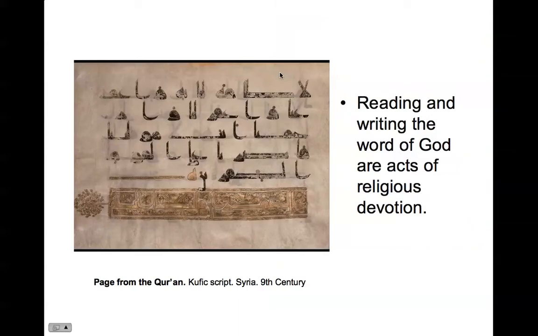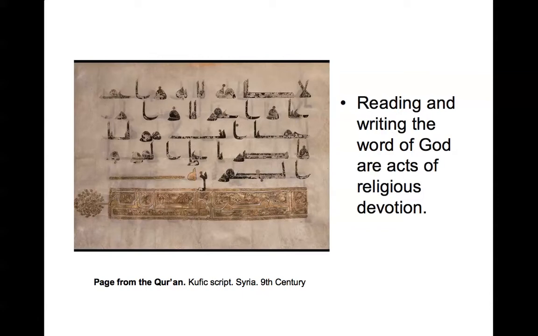Islam emphasized the reading and studying of the Quran, and the reading of the Word of God is an act of religious devotion. Thus, incredible traditions of intricate calligraphy developed out of this devotion to the Word. At first, calligraphers wrote on parchment and vellum, which both come from animals.